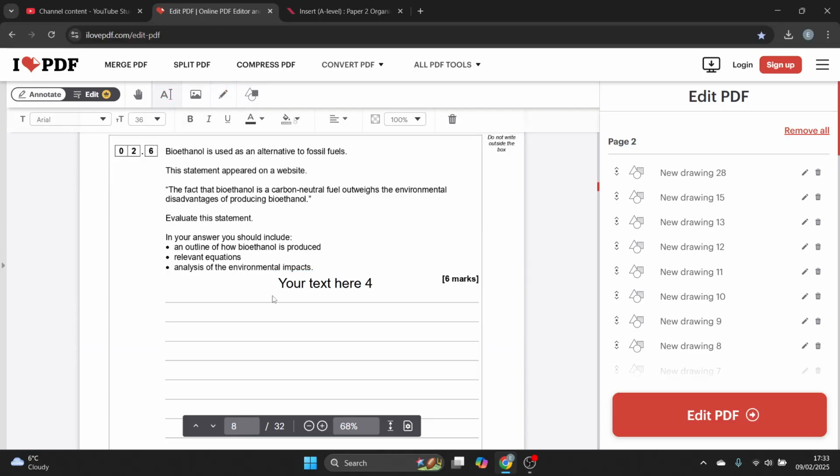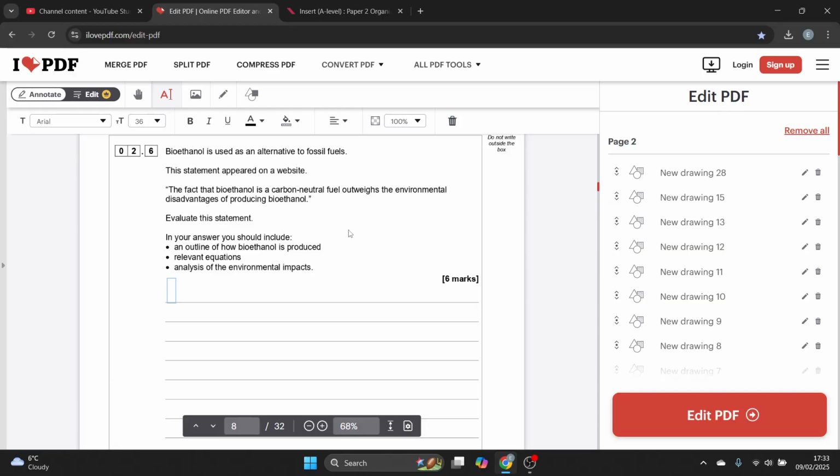Question 2.6, bioethanol as an alternative to fossil fuels. A statement appears on a website: the fact that bioethanol is a carbon neutral fuel outweighs the environmental disadvantages of producing bioethanol. In your answer, you should include an outline of how bioethanol is produced, relevant equations, and analysis of environmental impacts.